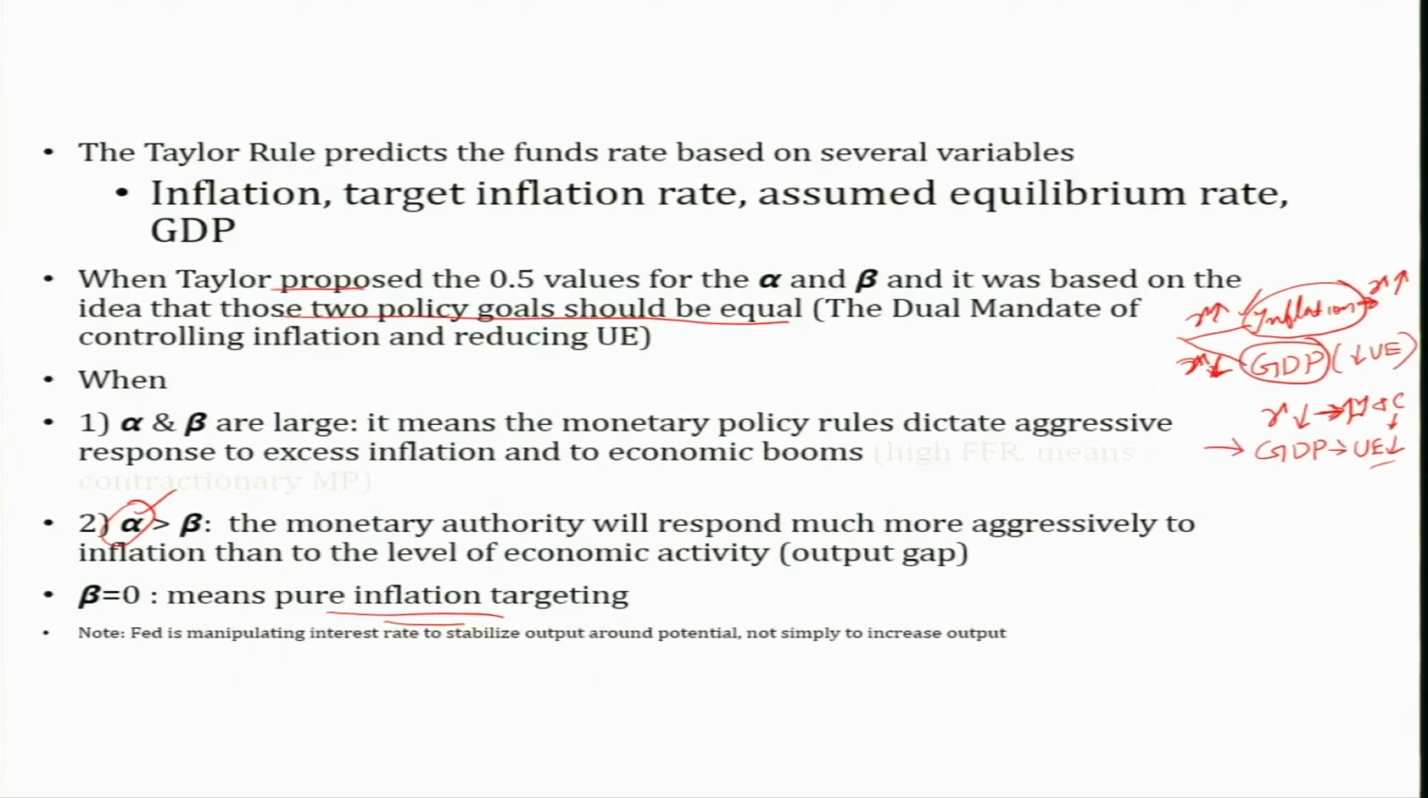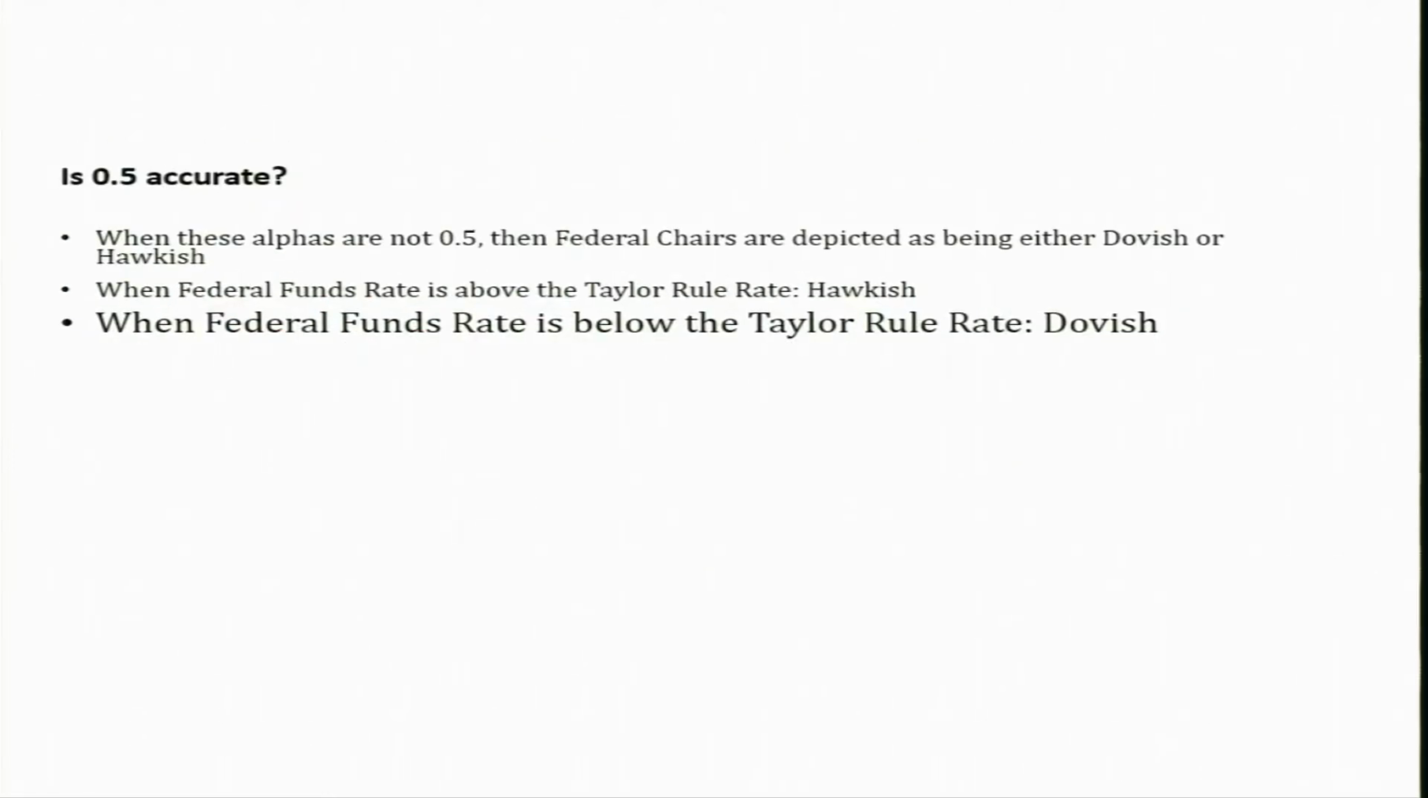So the Fed is manipulating the interest rate to stabilize output around potential, not simply to increase output. The question here is whether 0.5 is accurate. It's a debated issue. When these alphas are not 0.5, then the chairs of the Fed are depicted as being either dovish or hawkish.